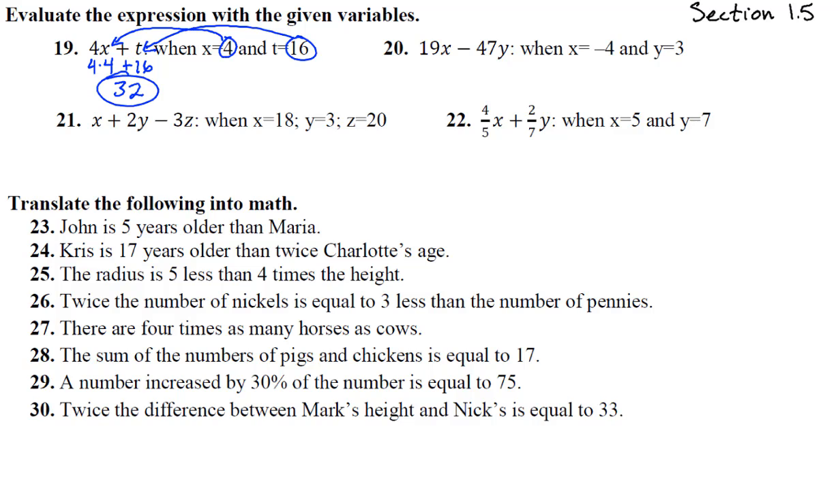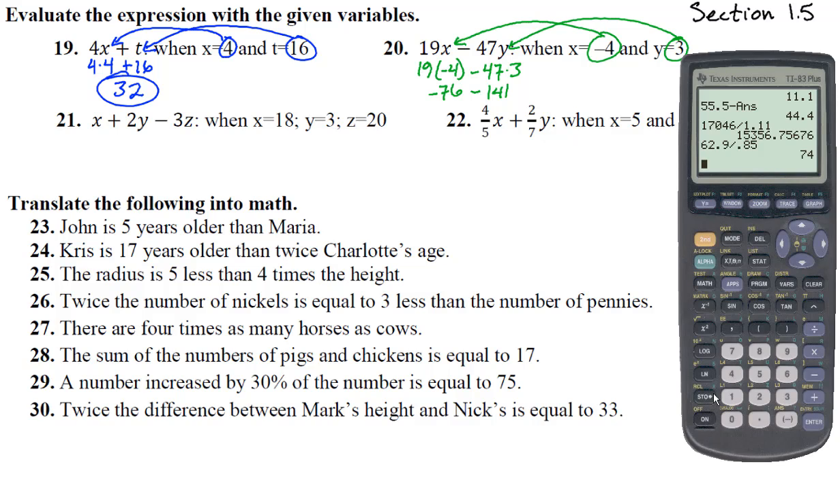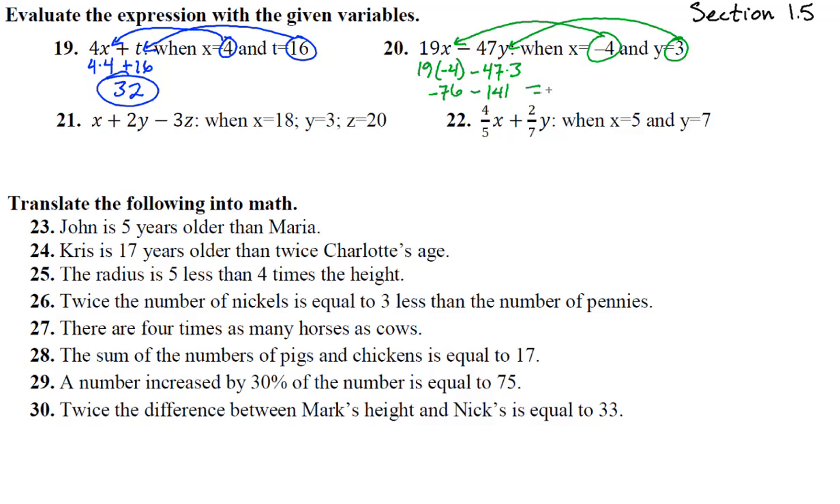Good. Number 20. When x is negative 4, we're going to stick that right there. We get 19 times negative 4. Maybe parentheses will signify our multiplication a little bit better than a dot on that one. Minus 47. Y is 3. So 3 goes in right there for y times 3. So we get negative 76 minus 141. Let's make sure and stick that in our calculator, get that right. Negative 76 minus 141. These are both headed in the same direction, so it should be a big negative number, negative 217.